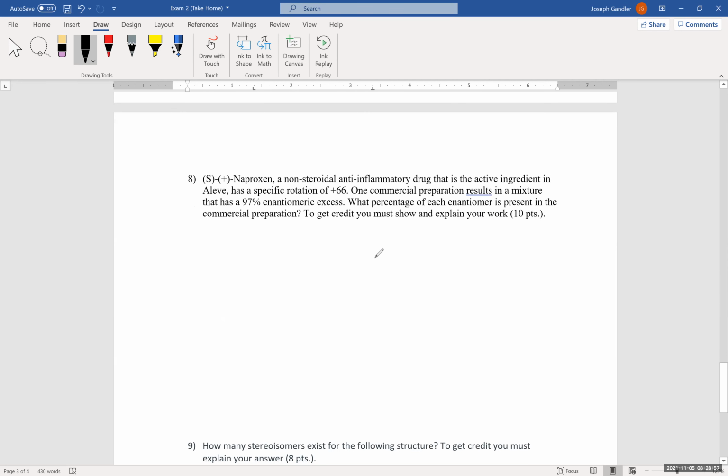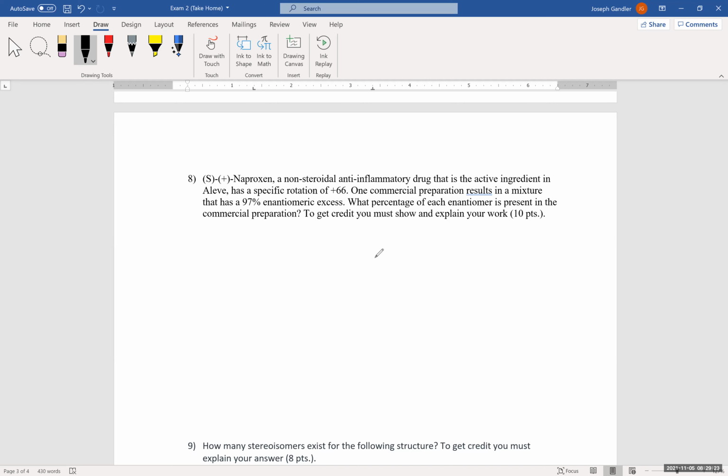Okay, so it says S-naproxen is the active ingredient in Aleve. It has a specific rotation of plus 66. And a commercial preparation results in a mixture that is 97% enantiomeric excess. What is the percentage of each enantiomer in the preparation? So here's how I would do it.